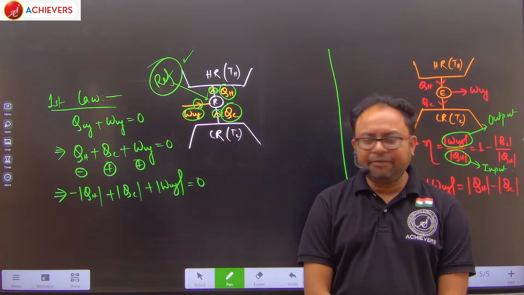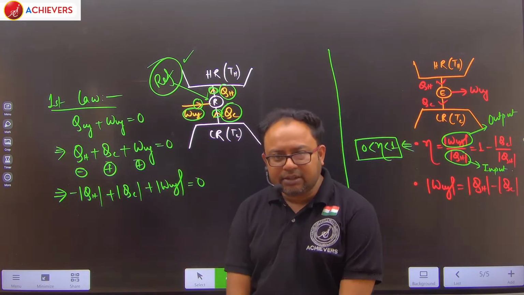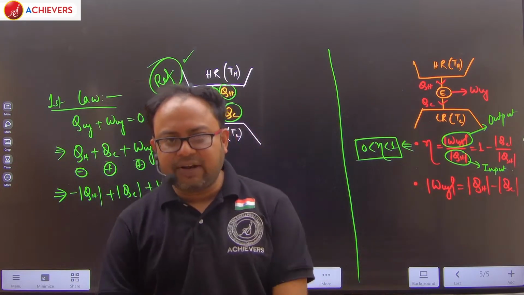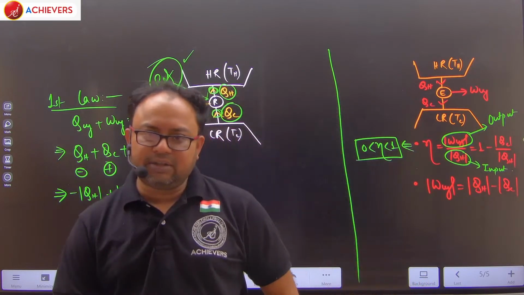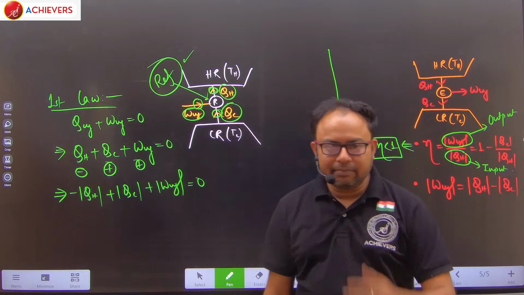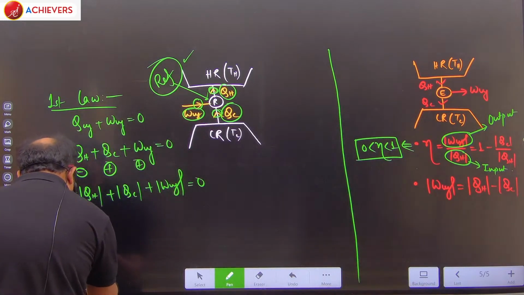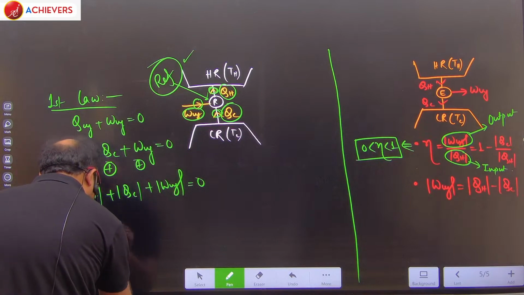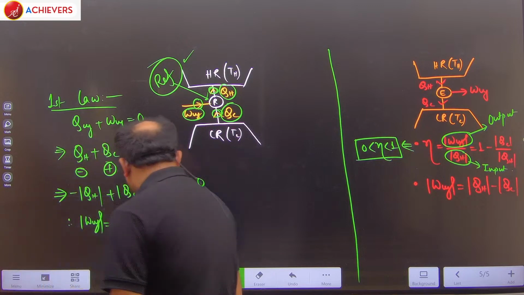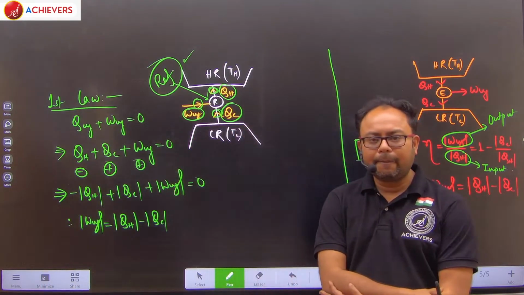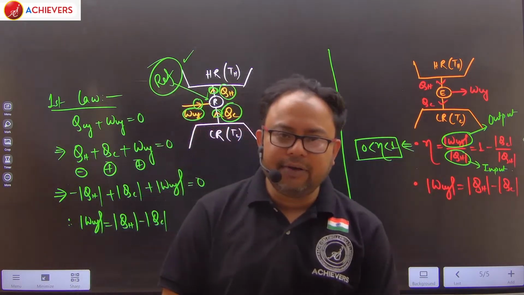QH is negative, that's why it is written as minus mod QH. QC is positive, that's why it is written as plus mod QC. And W cyclic is positive, so it is written as plus mod W cyclic. Okay. So what is the expression of mod W cyclic? The expression of mod W cyclic is given as mod QH minus mod QC.